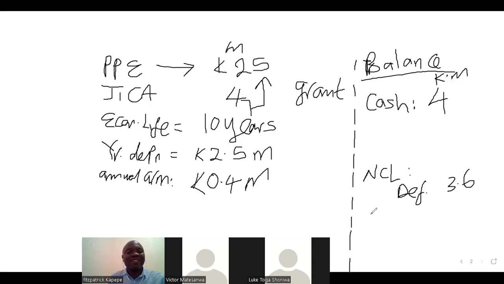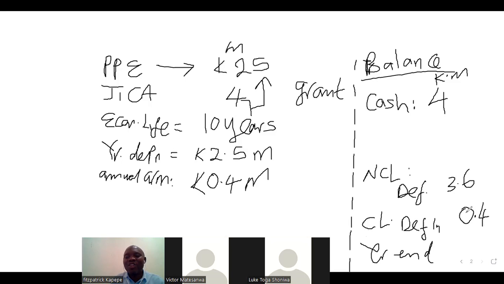Then you have what is going to be amortized at the end of the year, which will come in as current liabilities, also deferred income. It's deferred income because this is income that you've gotten, and you look at it that it's going to be realized in the future. So deferred income, which is a liability as well, will be 0.4. At the year end, this 0.4, which was deferred income, has been actualized. So it will now come in as amortization from your grant. You can even put now grant in your income statement.